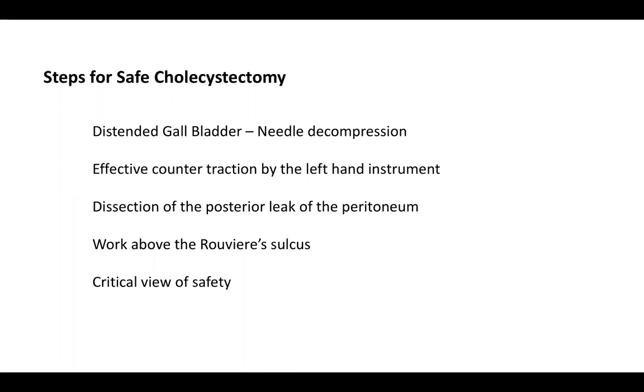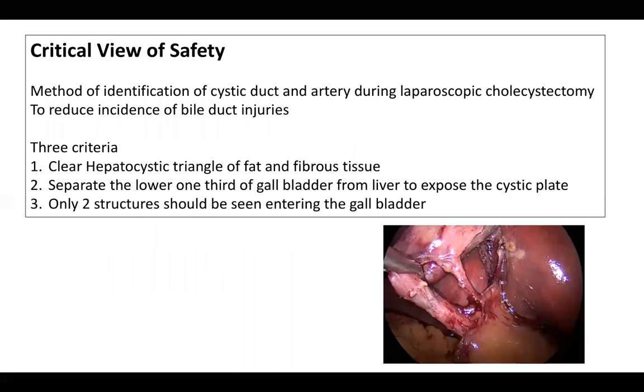It is the posterior leaf of the peritoneum first. It is safer, less likely to injure anything. Work above the Rouviere's sulcus, and I'll show you what that is in the next slide. And what is the critical view of safety?